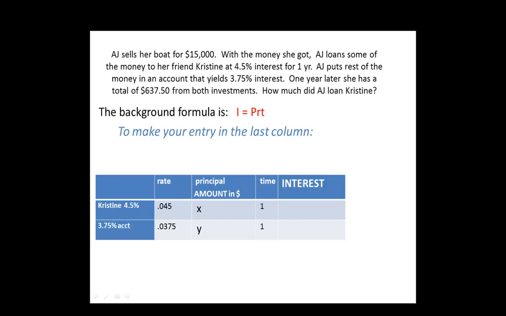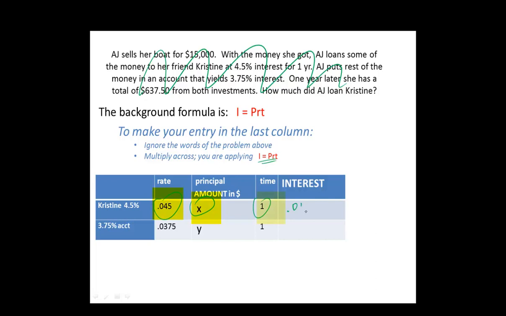Now we want to make the entry in the last column. And this is an important item that's going to be the same in these various different mixture problems. We're going to ignore these words for the moment, and we're just going to multiply straight across. In other words, we're applying this formula here. So I'm multiplying rate times principal times time. And when I multiply that all together, I have 0.045x.